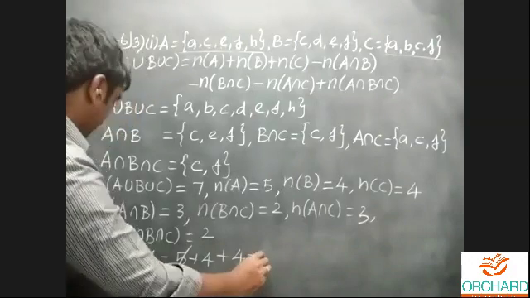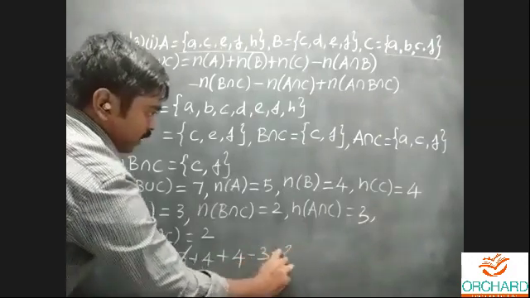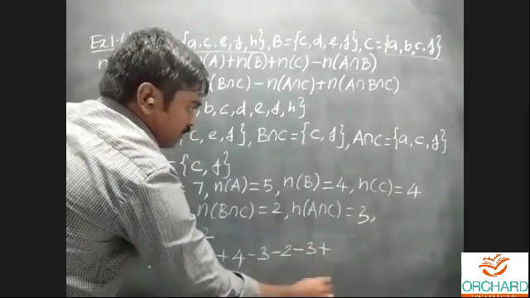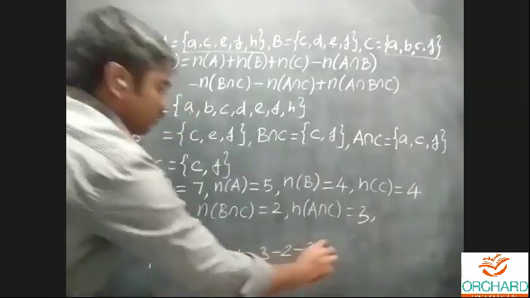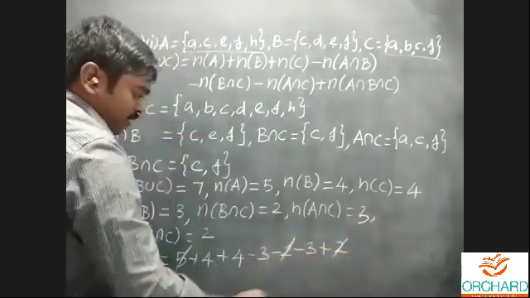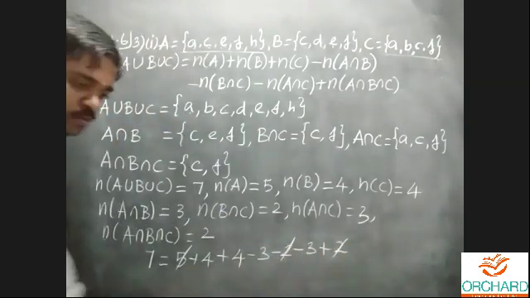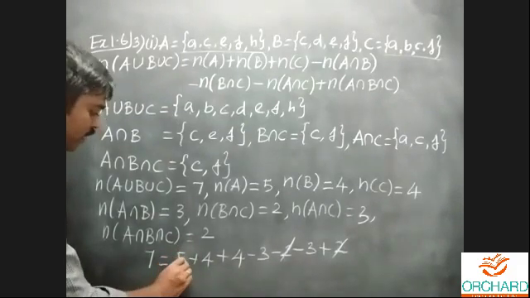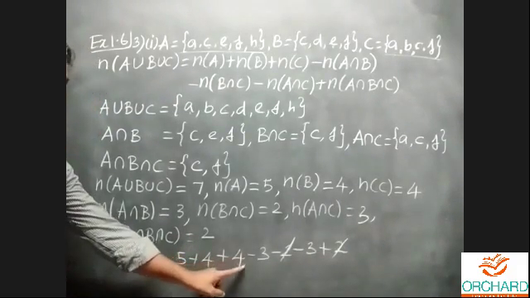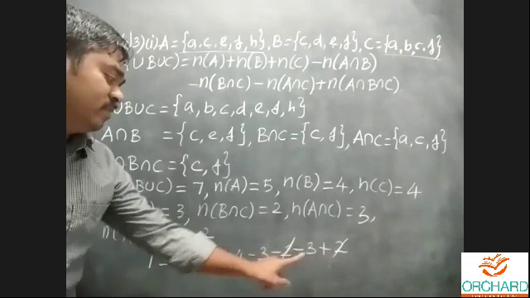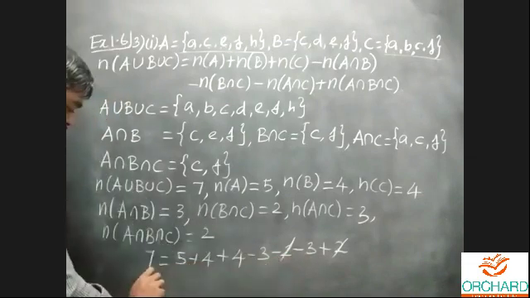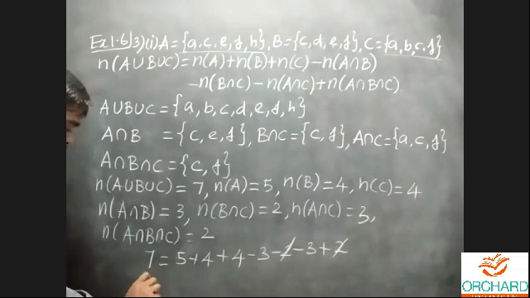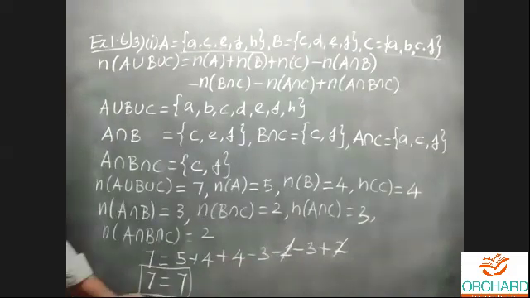Okay. A intersection B is equal to 3. That is minus 3, minus 2, minus 3, plus A intersection B intersection C, which is equal to 2. Plus 2, minus 2 getting cancelled. And we'll simplify the remaining thing. 5 plus 4 is 9. 9 plus 4 equal to 13. 13 minus 6 equal to 7. Therefore, you got the answer 7 equal to 7. LHS and RHS are equal. Therefore, the result is verified.